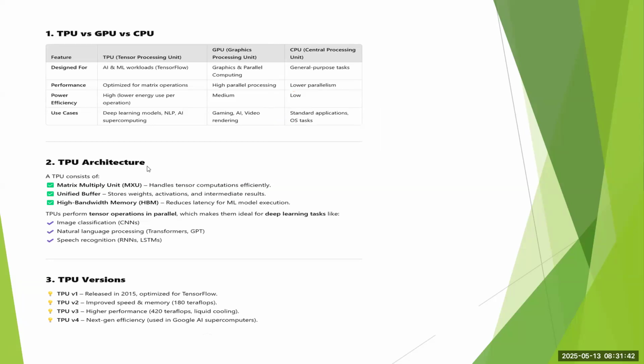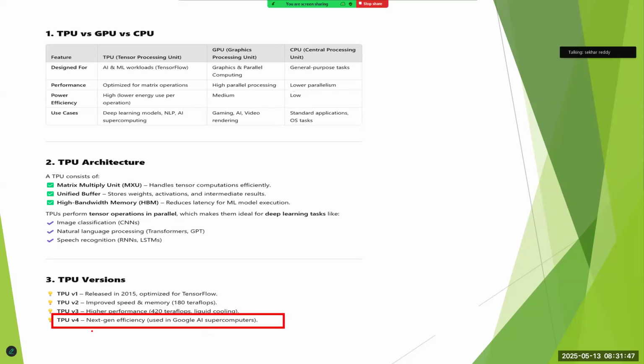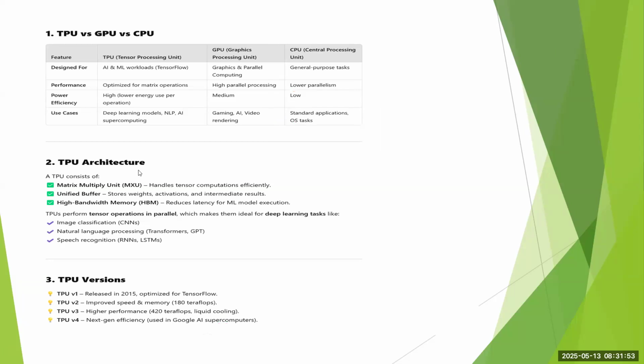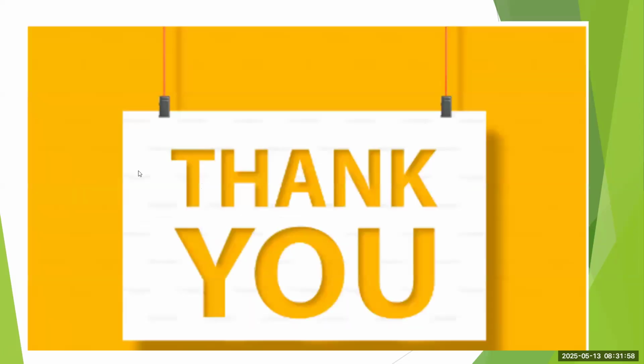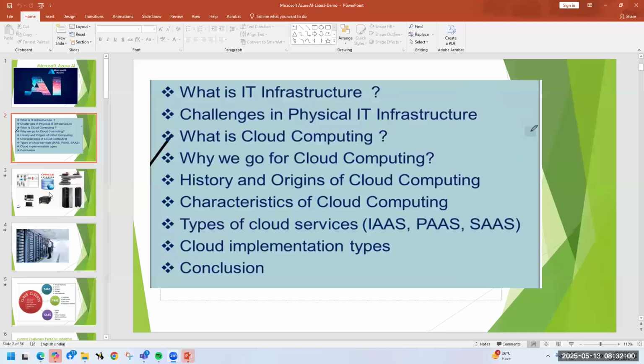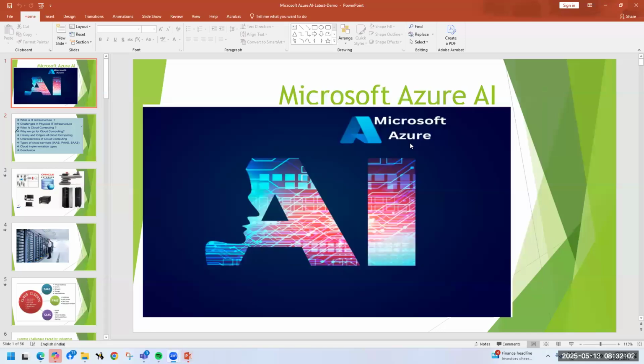So the TPU latest version is TPU v4. V means version 4, the next generation used for Google AI supercomputing. Now, this is the overview of Azure AI. Azure AI data centers provide GPU and TPU workloads. Directly, you can deploy your custom AI applications and custom machine learning models.